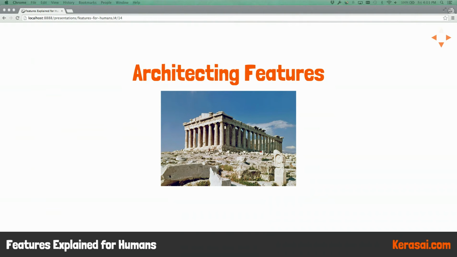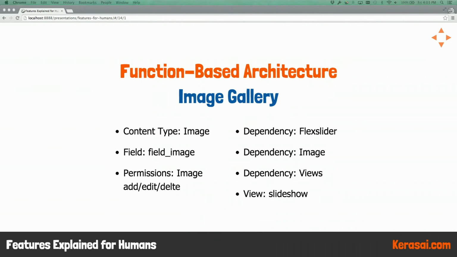So the first kind of grouping you would do is a function-based architecture. For instance, this is an image gallery. Say we wanted to add an image gallery functionality to our website. You'd build a feature that looks something like this. So we'd include the image content type along with the fields it uses. There's probably some user permissions in play for who can use that content type. If we're going to use it, we'll probably end up using a view with a slideshow on top of it. So we would have dependencies to the things that we need, and then we'd also have the actual view that displays this included in our feature.